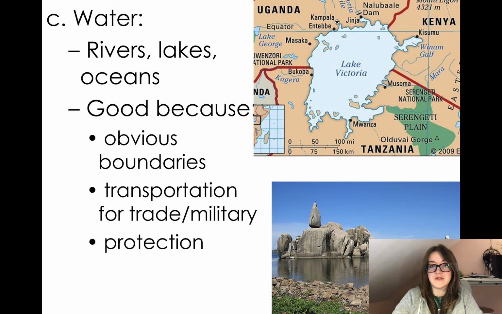Water is another physical boundary. So things like rivers, lakes, oceans, and these are really great because they're very obvious. They provide transportation for trade or military. They also provide protection. So you can defend them with a navy. They make it very difficult for a bunch of people to cross. You can see for a long distance over them, so if someone is trying to attack you, you can see them and defend against them early on.